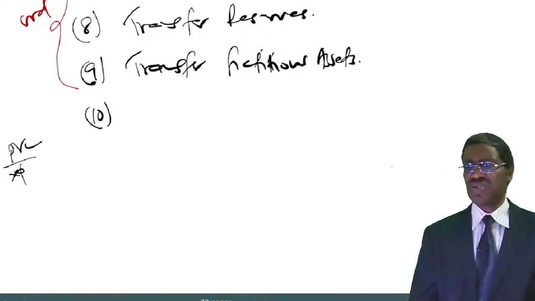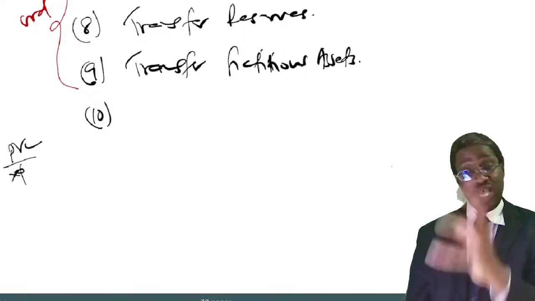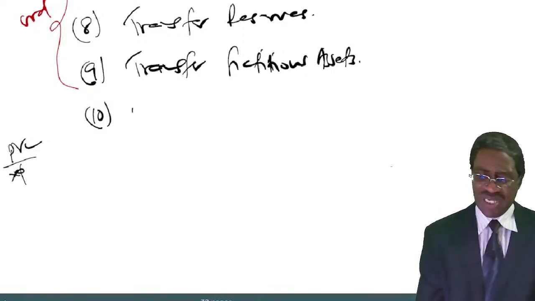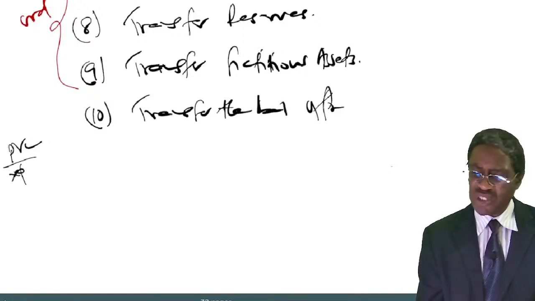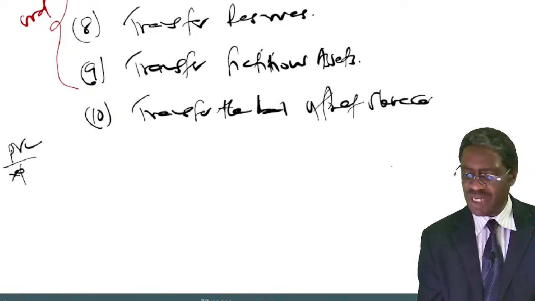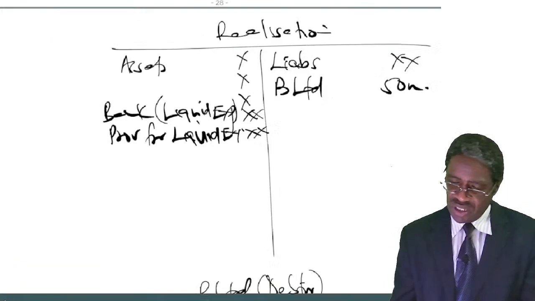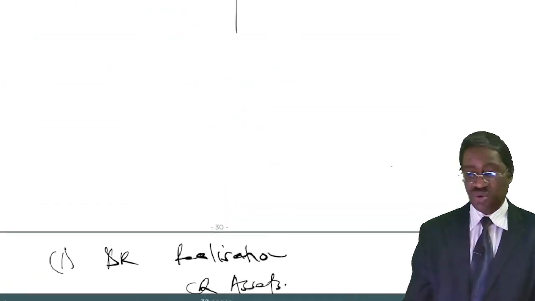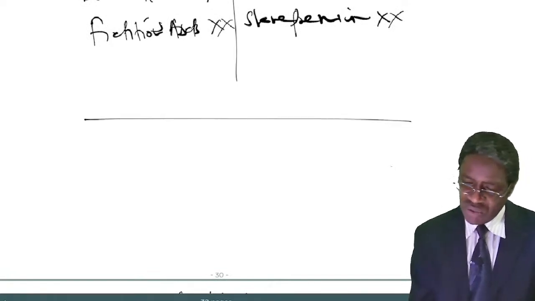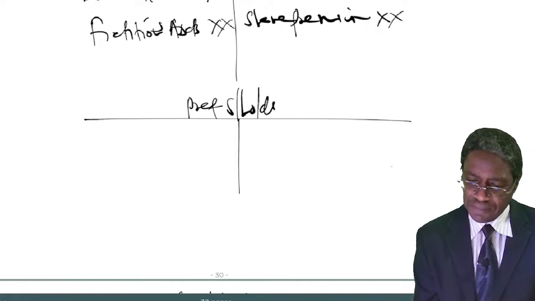One thing that you could be owing to the preference shareholders is their preference share capital. So number 10 says, transfer the balance of the preference share capital to an account we shall be calling preference shareholders members. We will open a liability account by the name of preference shareholders members.